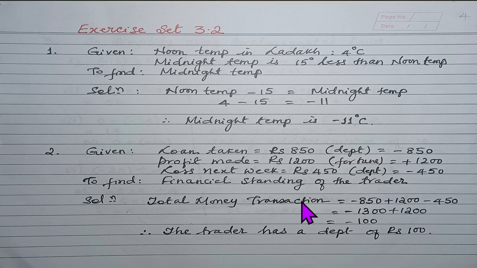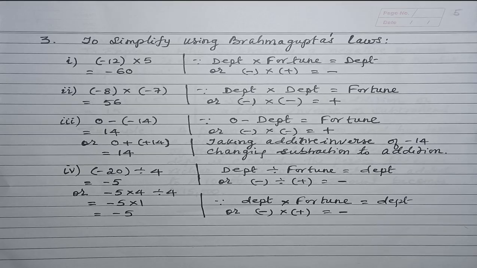Now the total money transaction is minus 850 plus 1200 and minus 450. That is debt plus fortune and debt again. So now we have to subtract the debts from the fortune. Therefore minus 1300 plus 1200, that is minus 100. Therefore the trader has a debt of rupees 100. So the money transaction shows that the trader has a debt of rupees 100. Now remember that.